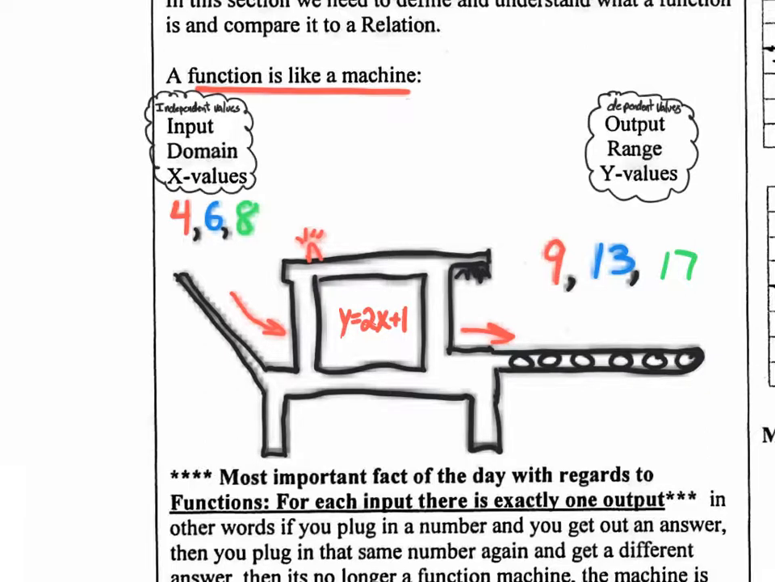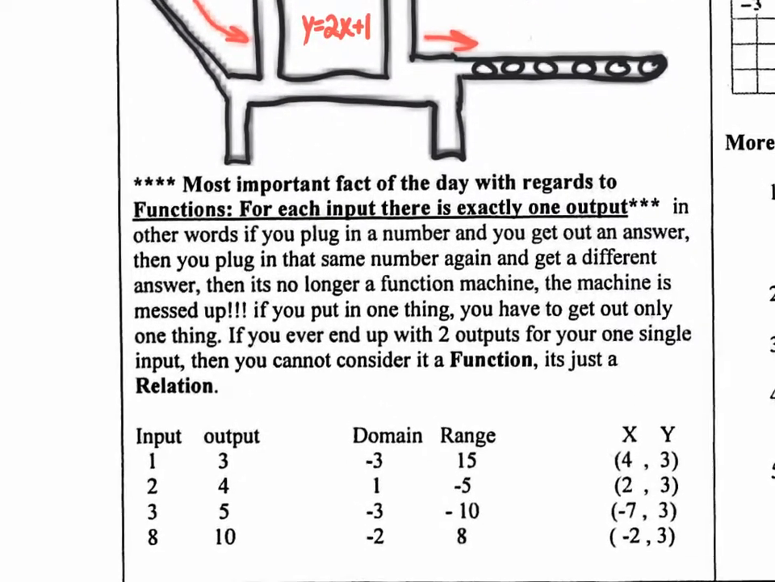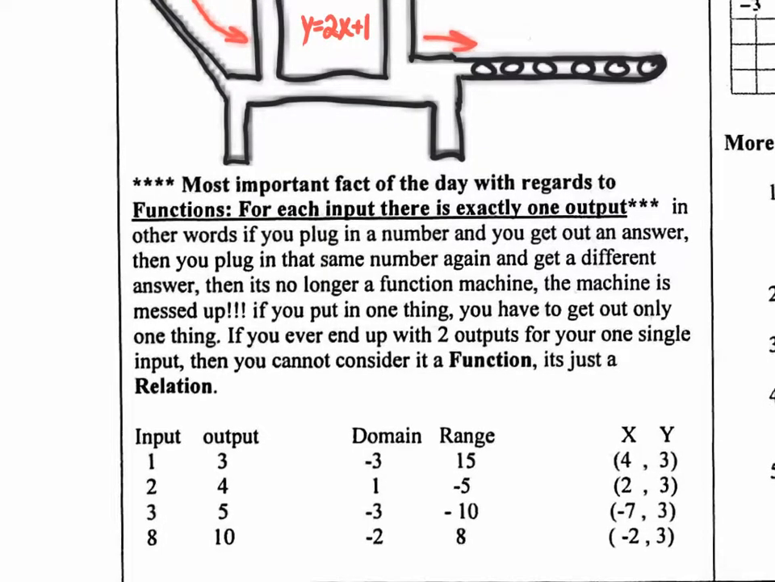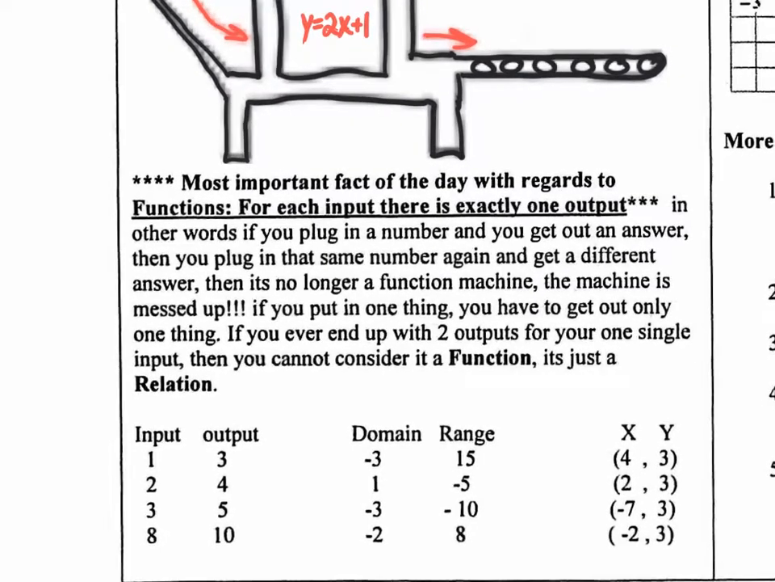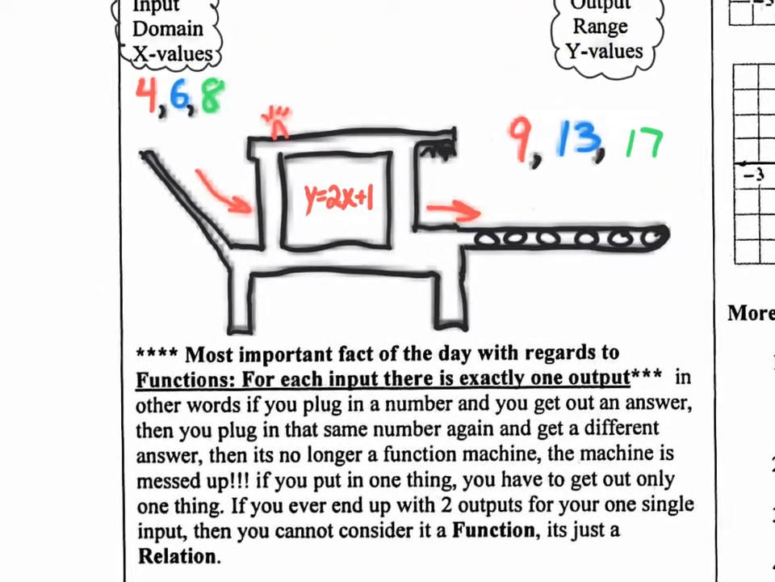Yes. So the most important fact of the day is being able to identify when you actually have a function or when it's just a relation. So Austin, right here it says, for each input, there's exactly one output. That's the number one factor of understanding when you actually have a function machine, all right? For each input, there's exactly one output.